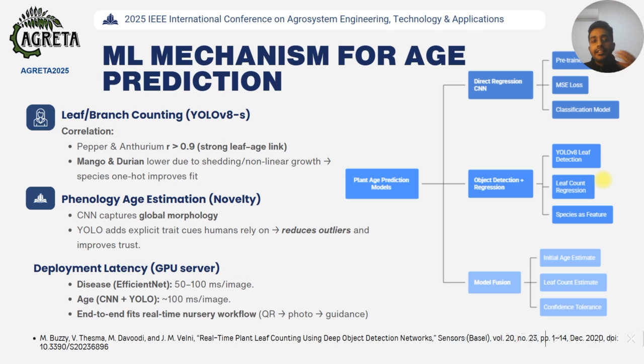The age model uses leaf count, branch count, and the particular plant itself to do the regression. And for the leaf and branch counting, we use an object detection model, YOLOv8, which we used, and it provided good accuracy.